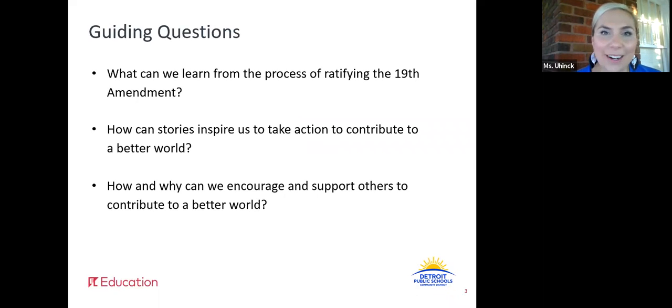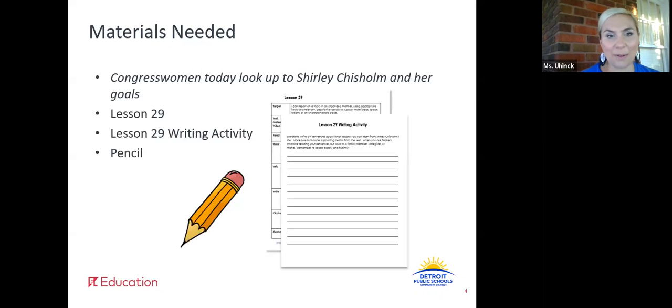So let's start by looking at our guiding questions. What can we learn from the process of ratifying the 19th Amendment? How can stories inspire us to take action to contribute to a better world? How and why can we encourage and support others to contribute to a better world?